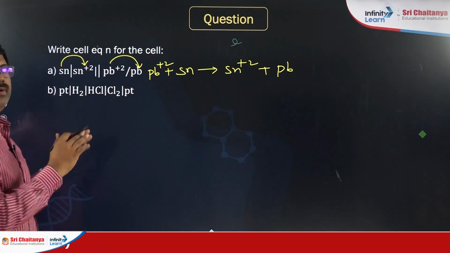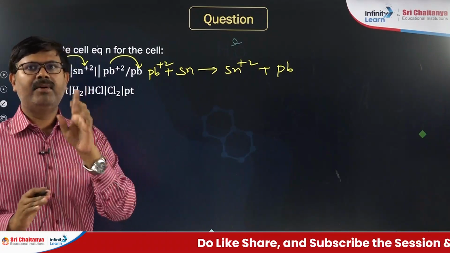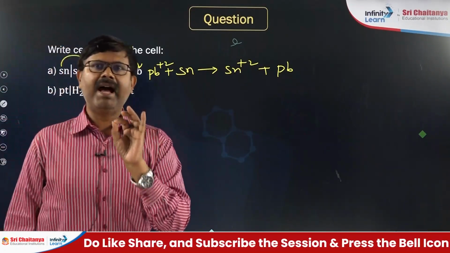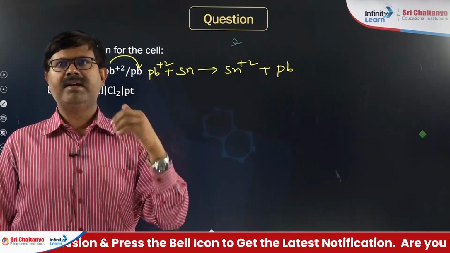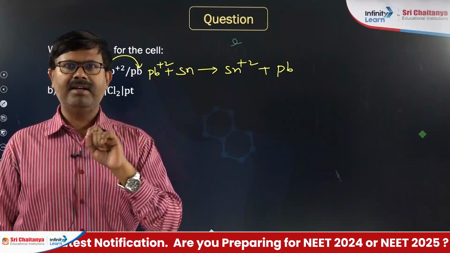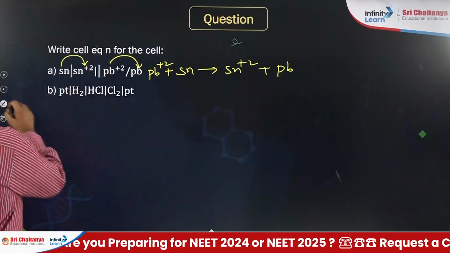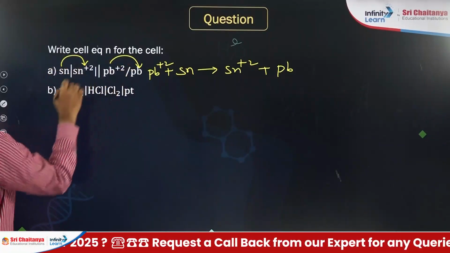Now, how to write the balanced chemical equation? Here also follow left to right, but remember one thing: in case of halogens, right to left. In case of others, metals or hydrogen electrode, just follow the left to right sequence to write the balanced equation. In the first case only metals are there, so I have followed left to right.